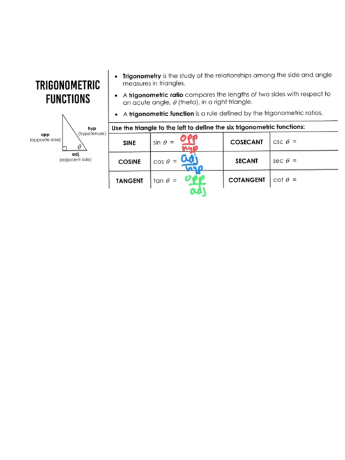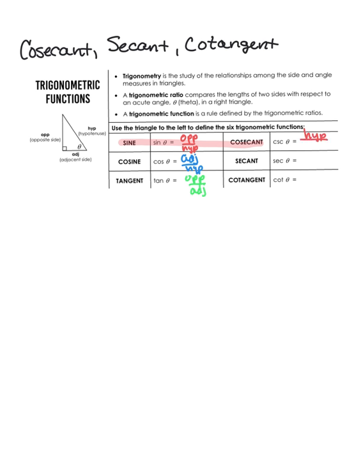The reciprocal functions are your cosecant, your secant, and your cotangent. These functions are the reciprocals of the sine, cosine, and tangent. So the reciprocal of the sine is the cosecant. So if the sine is opposite over hypotenuse, the reciprocal of that is hypotenuse over opposite.